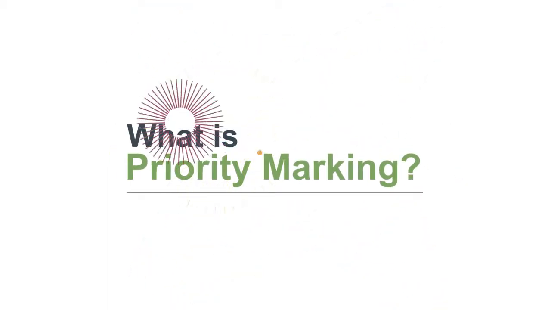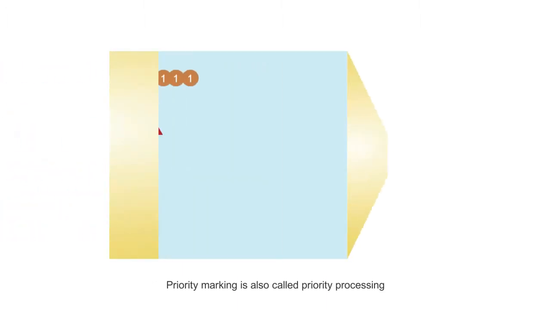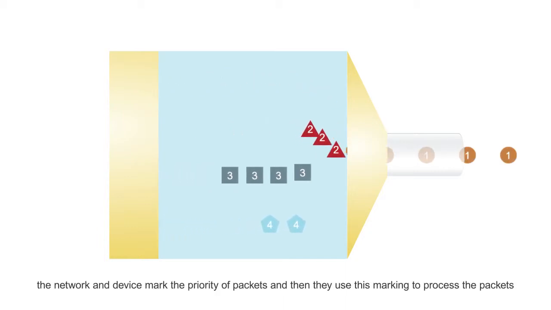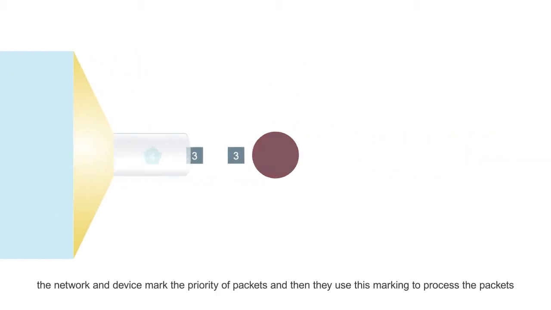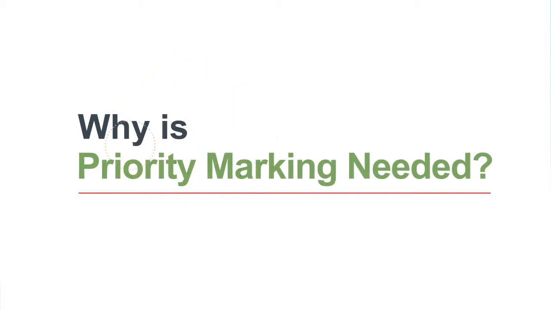Priority marking is required to make this determination. What is priority marking? Priority marking is also called priority processing. Under priority marking, the network and device mark the priority of packets, and then they use this marking to process the packets. Why is priority marking needed?